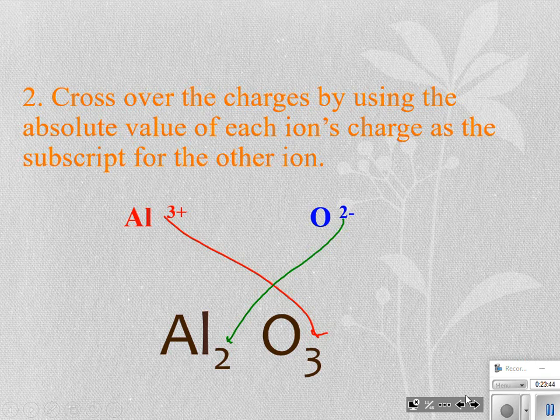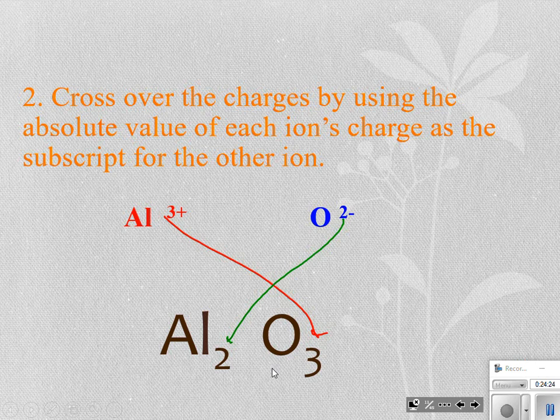So what would my total charge of aluminum be? Each one is a 3+. How many aluminum do I have? Down here, folks, I have 2 of them. So what's my total charge of aluminum? 3 times 2 is 6 positive. Here's oxygen. How many oxygens do I have? I have 3 of them. Each one has how much charge? 2. So my total charge is 6.